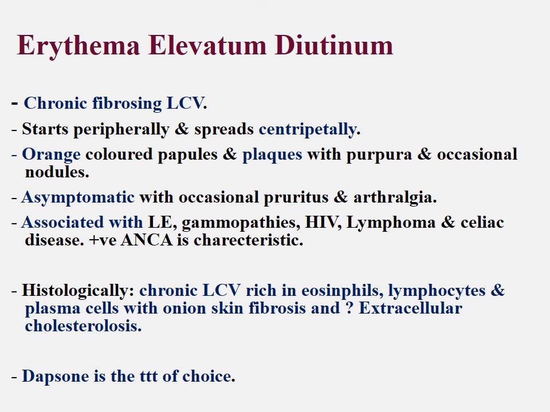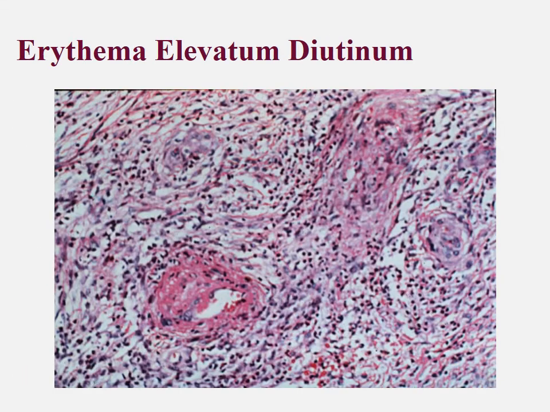Sometimes cholesterol deposits are present in the affected area, and the disease used to be called extracellular cholesterolosis. It's part of the erythema elevatum diutinum spectrum. And again, dapsone is the treatment of choice. It starts with neutrophils, and dapsone is very effective against neutrophilic dermatosis. Here are some internet microscopic photos for erythema elevatum diutinum swarming with neutrophils, and you see the collagen threads, the fibrosis like onion rings.